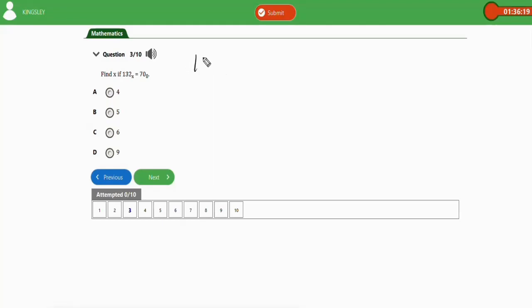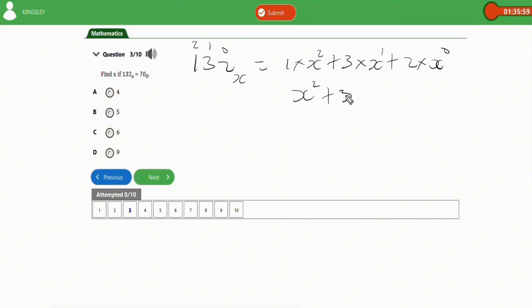So 132 base x to base 10 will be, this will be at 0, 1, and 2. So it will be 1 times x to the power 2 plus 3 times x to the power 1 plus 2 times x to the power 0. So when you simplify this, you're going to have x squared plus 3x plus 2 equals.